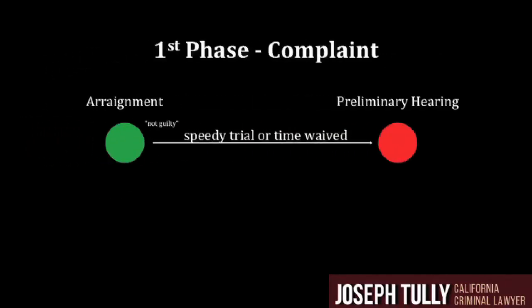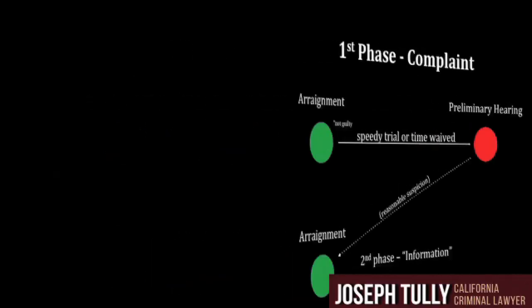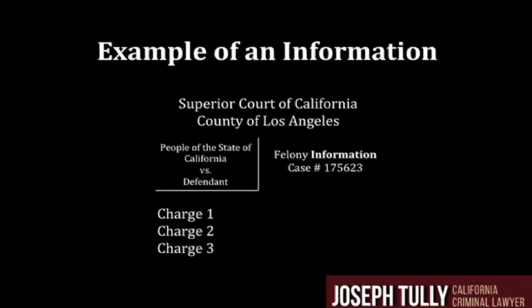If the DA can raise reasonable suspicion at a preliminary hearing, then we conclude phase 1 of a felony case, and we move on to phase 2 of a felony case. So the second phase of a felony case is called the information phase. And that's because the legal paperwork that the second phase of the case is based upon is called an information.